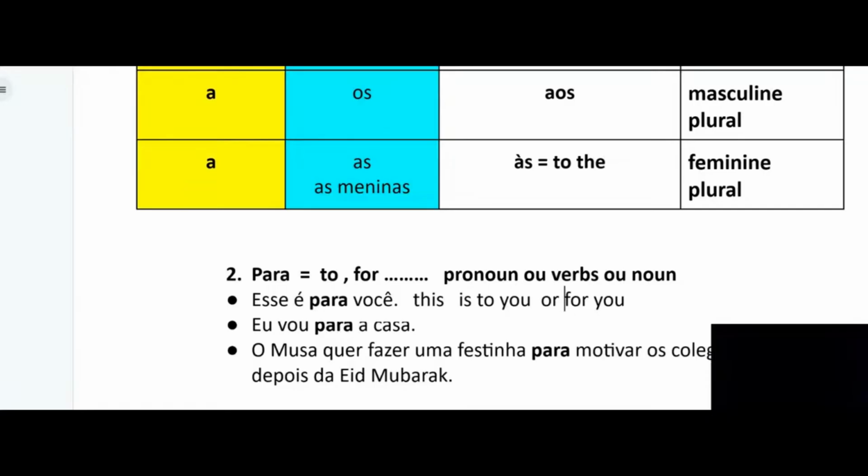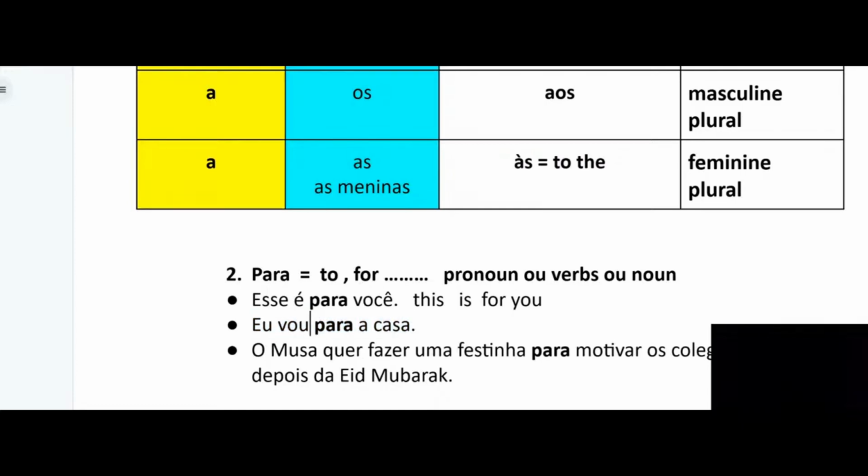For you. Okay. So you could see that in this sentence, we all notice that this is for you. So in this sentence, the para we are seeing means for. Okay. Then let's go to the next one. Eu vou para a casa.